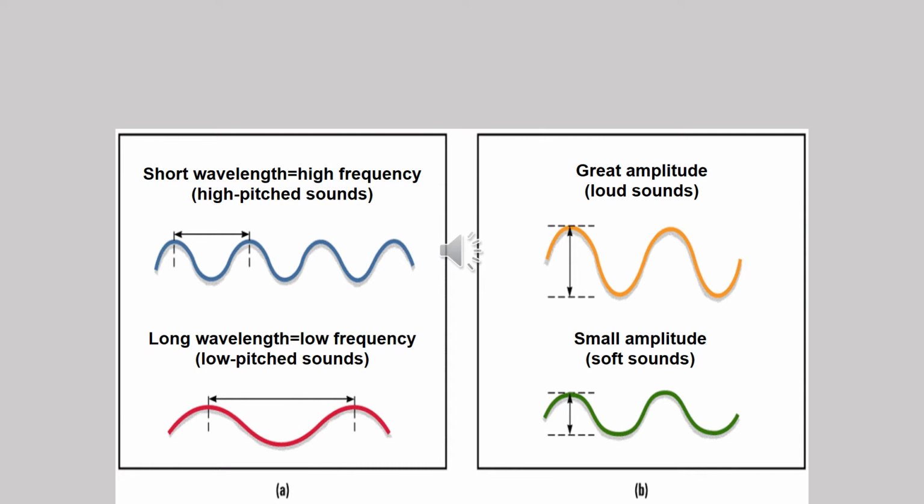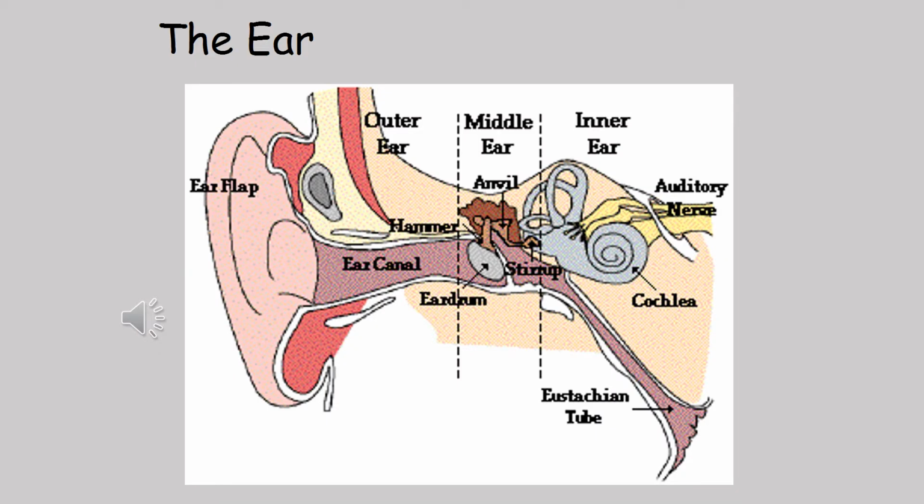The amplitude, the intensity, or the height of the wave here will give you your volume. So a higher amplitude or intensity or a higher height of the wave will produce louder sounds, where a small amplitude, lower intensity will provide your softer sounds.